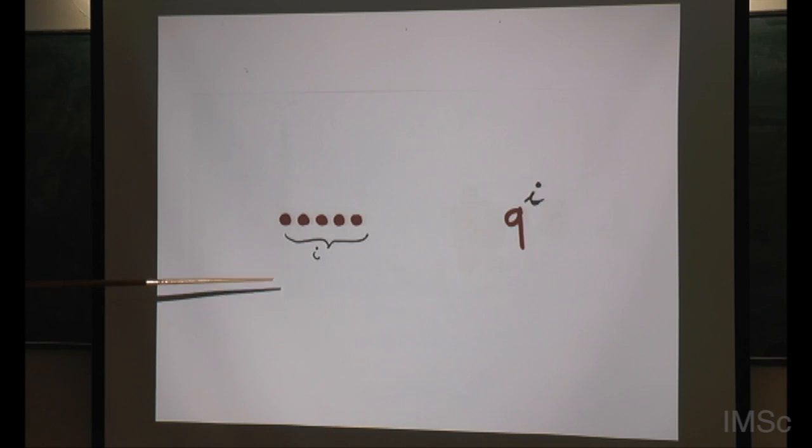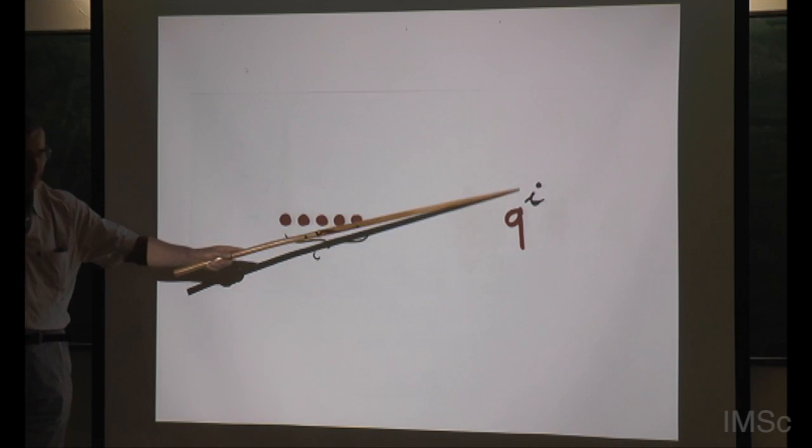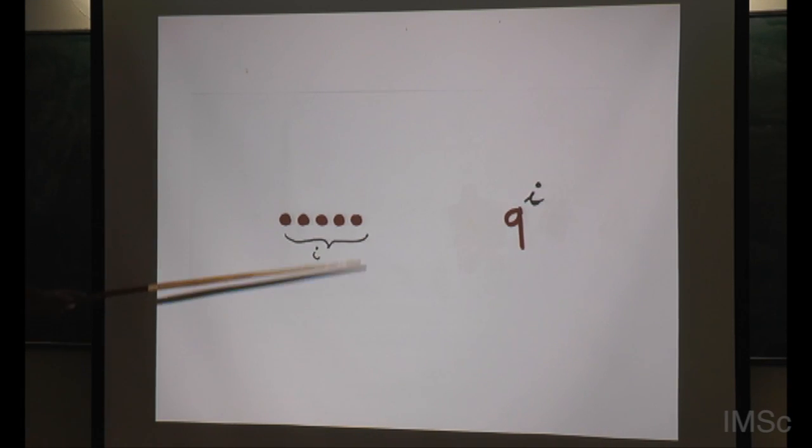So let's start with q power i. q power i is a row with i cells. It's a partition of the integer i with only one part, which is i. So its coefficient is 1. This is q power i. q power i, if you want, is the weight of a single row with i cells. Each red dot is weighted q. The total weight is q power i.